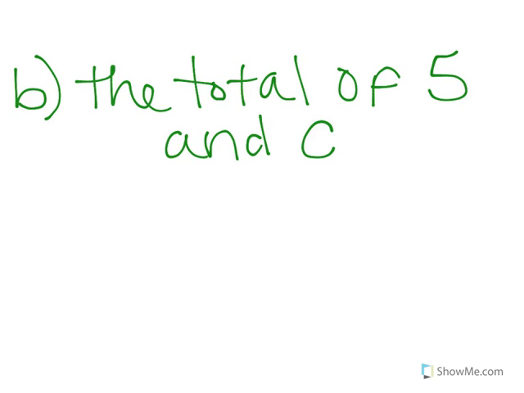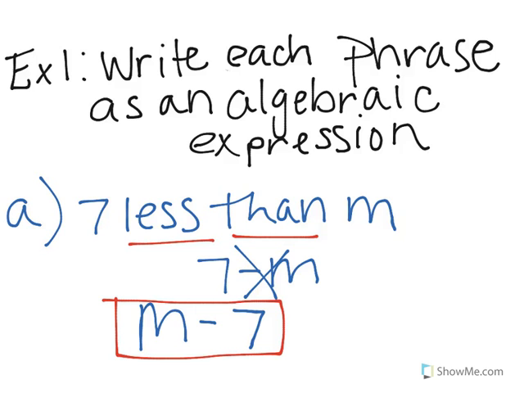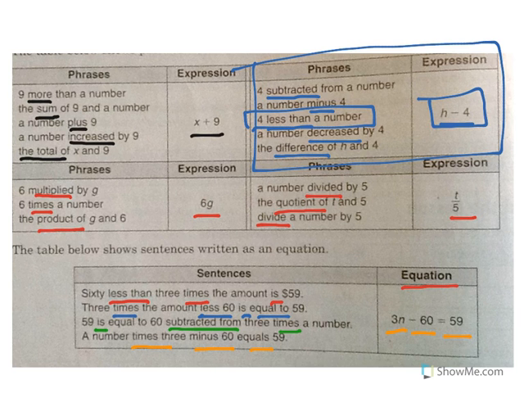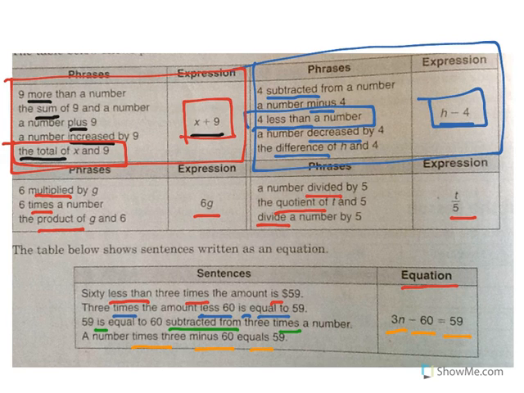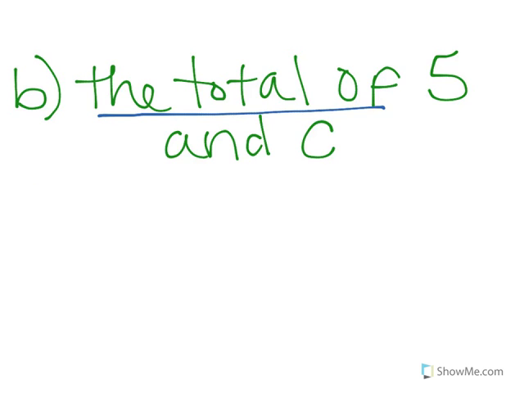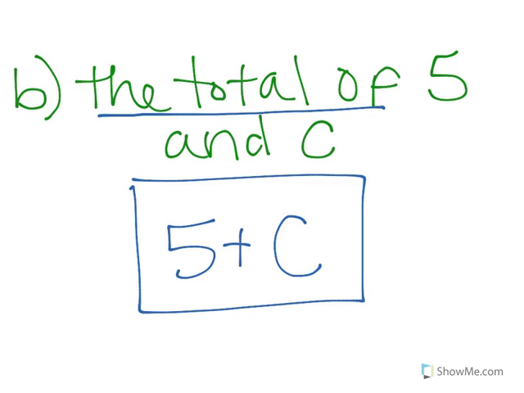Then we have the expression the total of 5 and c. The total of, that's my key word there. If we look back at our chart, the total of is referring to adding. The total of is right there. So the total of x and 9, we're just writing that as x plus 9. In this example, the total of 5 and c is just 5 plus c. That's how we write that.